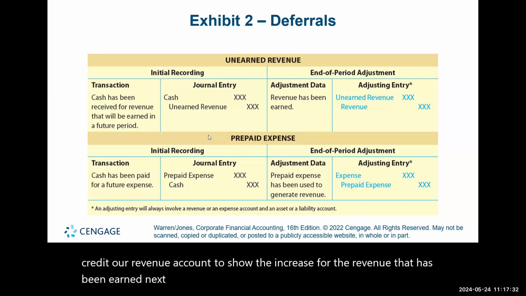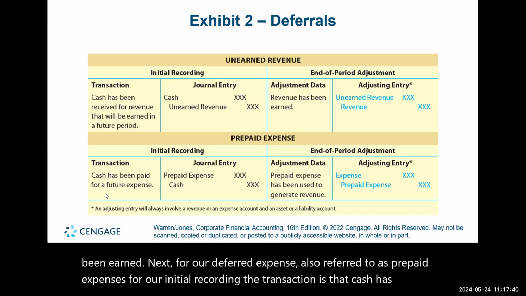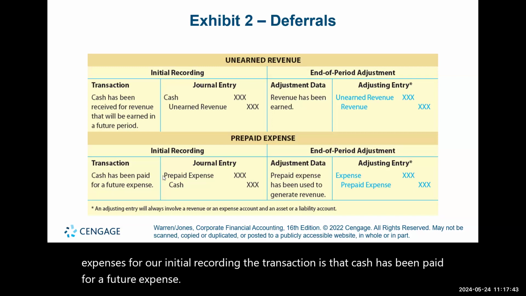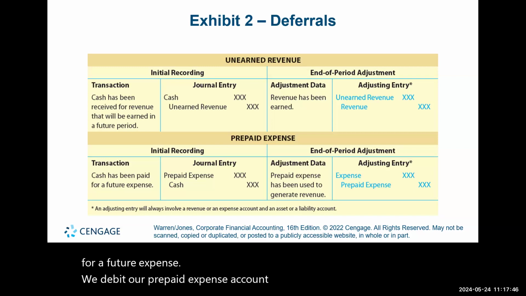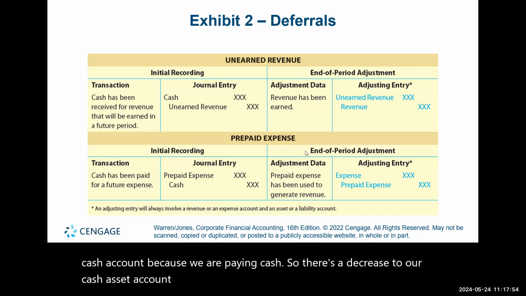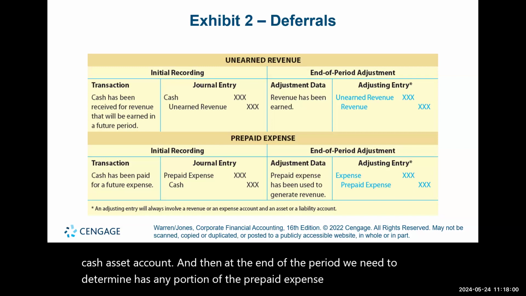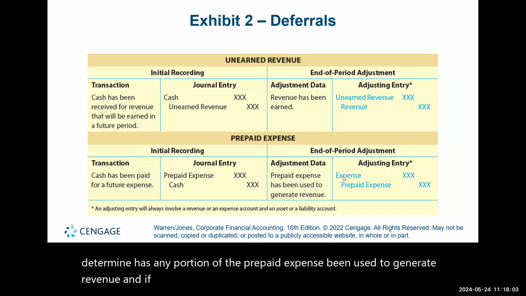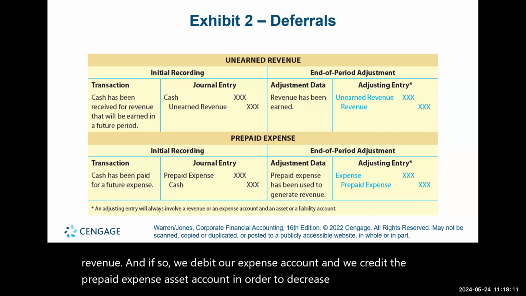Next, for our deferred expense, also referred to as prepaid expenses. For our initial recording, the transaction is that cash has been paid for a future expense. We debit our prepaid expense account, which is an asset. We credit our cash account because we are paying cash, so there's a decrease to our cash asset account. And then at the end of the period, we need to determine, has any portion of the prepaid expense been used to generate revenue? And if so, we debit our expense account and we credit the prepaid expense asset account in order to decrease the balance.